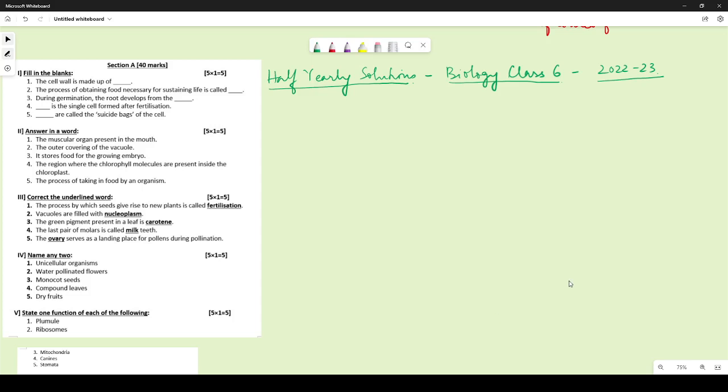Hello everyone, today we are going to solve the half-yearly question paper of biology class 6. So let us take up the fill in the blanks first. The cell wall is made up of, you know that, cellulose. The process of obtaining food necessary for sustaining of life is called nutrition, right?